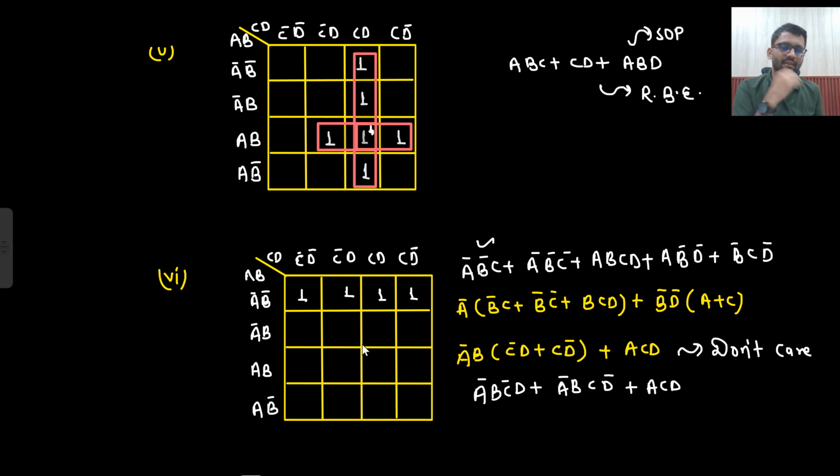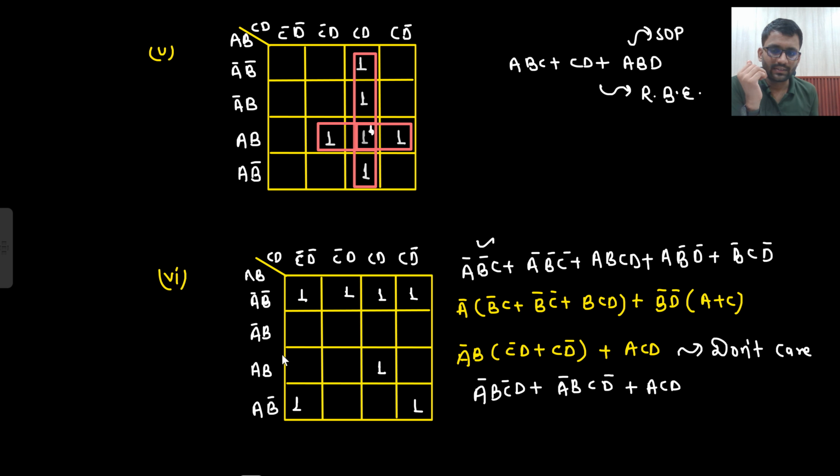Right? A B C D. A B bar D bar. Right? A B bar I can see here. D bar, D bar I can see here. B bar C D bar.